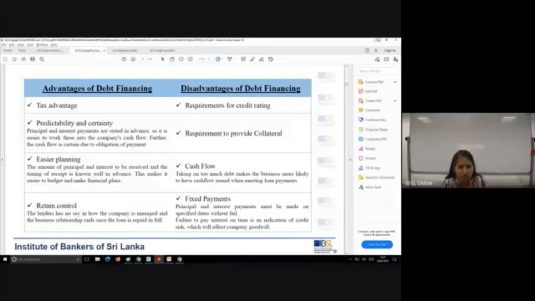Then you have cash flow issues when meeting loan payments. Taking on too much debt makes the business more likely to have cash flow issues. Now, this disadvantage is there if your company is highly levered. If you have borrowed so much, every 6 months for you to pay interest, a huge amount you will need. So that is going to affect your cash flow pattern. So you might have cash flow issues when it comes to repayments.